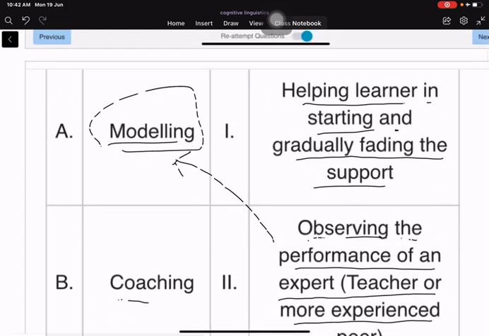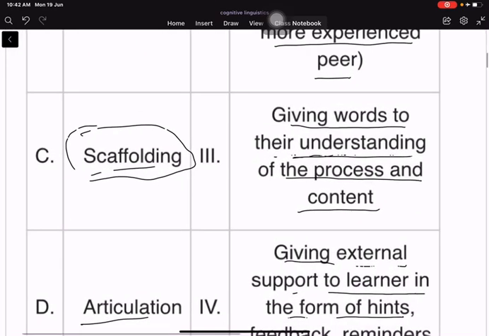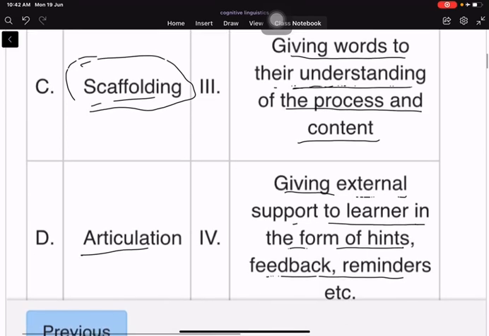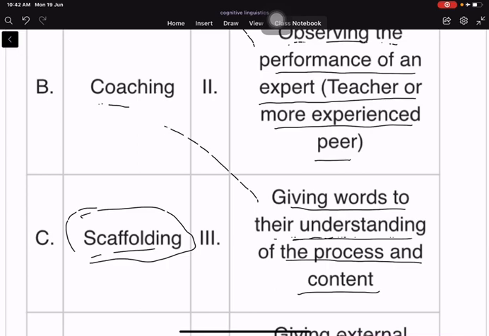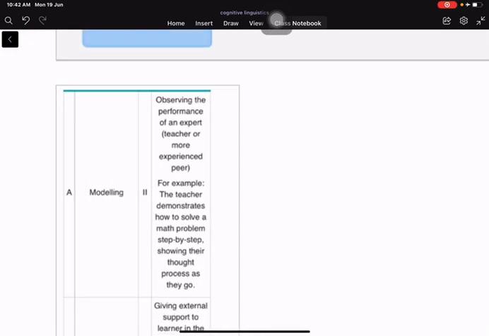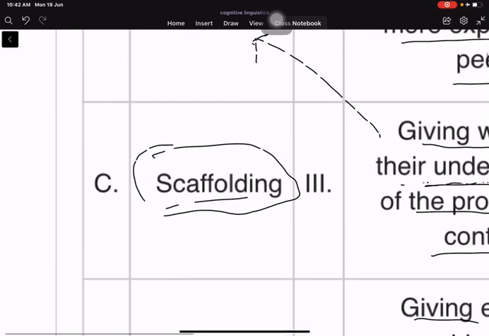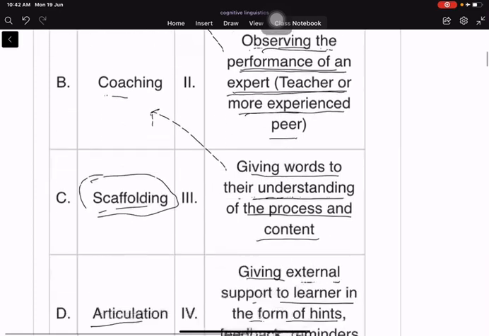Modeling is done. Coaching. I think this is associated with coaching. Let's see. Okay, what happens in modeling? So observing the performance of an expert like a teacher or a more experienced peer, that's modeling, right? Observing the performance of an expert or a more experienced peer.